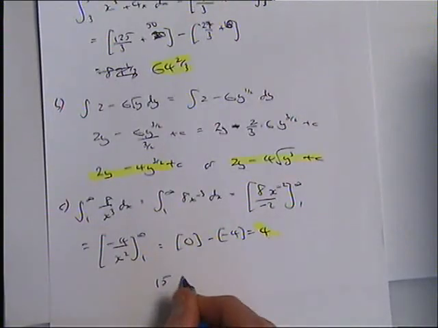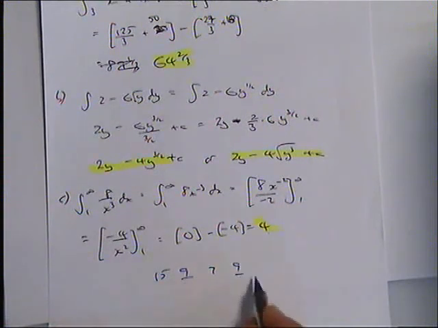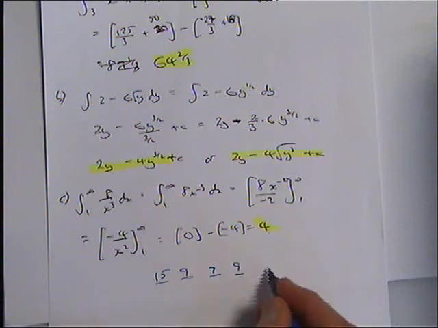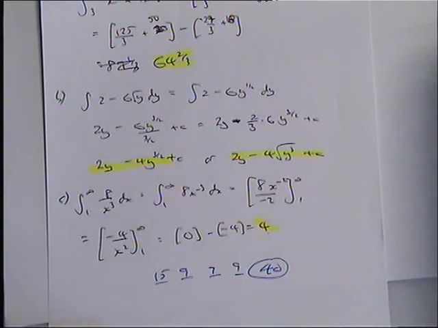I reckon we've got a 15, a 9, a 7, and a 9, which is 18, and 15 is 33, and 7 is 40. So I reckon it's out of 40. Okay? So if you could mark that, put your name on the top, put your mark out of 40 on the top, fold it in half, and put it in the plastic wallet that I'm passing around, that would be great.